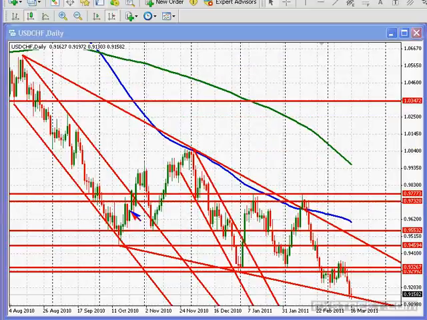I'm being asked about the dollar versus Swiss. Dollar versus Swiss. All right, so here's the dollar versus Swiss. We're in a channel here. We break above the channel. We move higher. We come down.